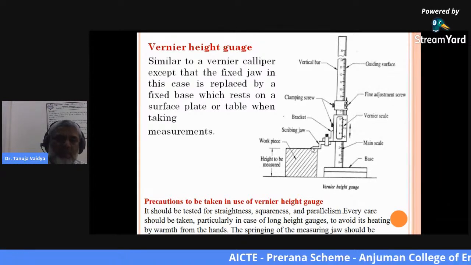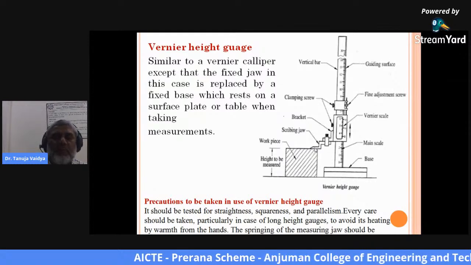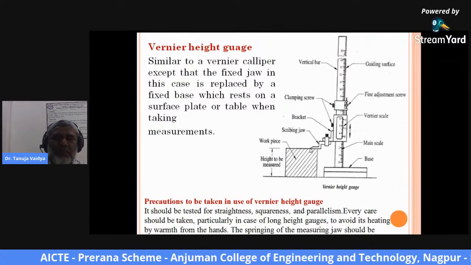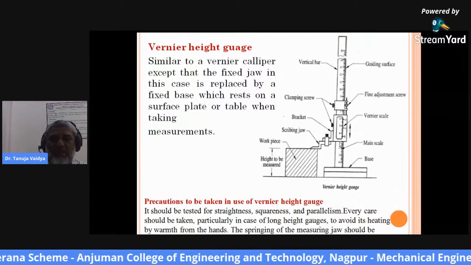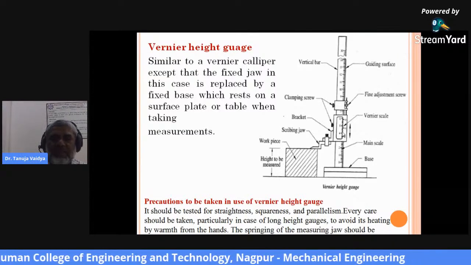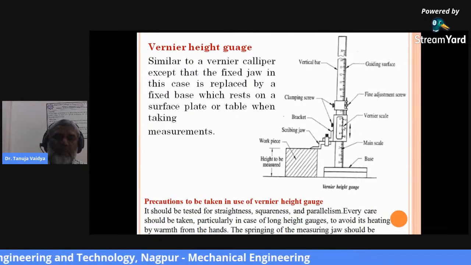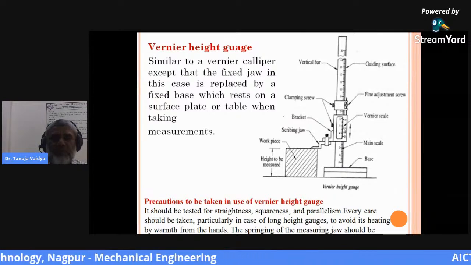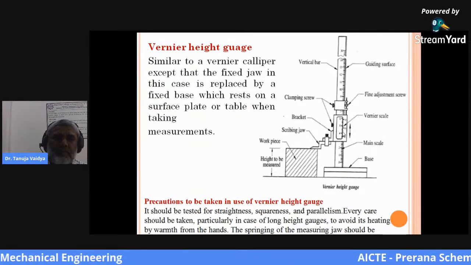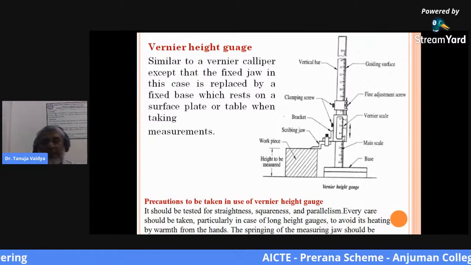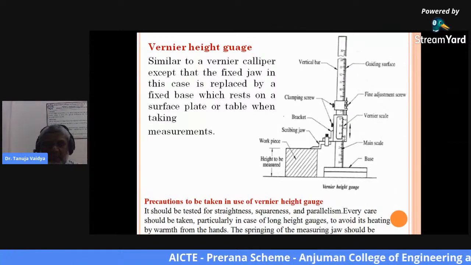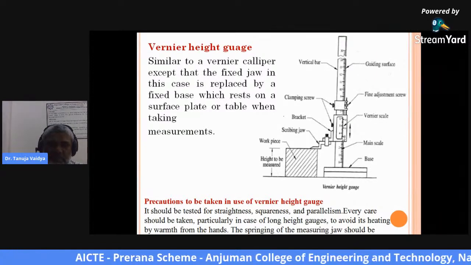This scribing jaw is made to come in contact with the part, and then whatever main scale reading is there, with the help of the least count and the vernier scale line coinciding with the zero, that is taken into account, and you get the exact height in 2 digits with the help of the vernier height gauge.